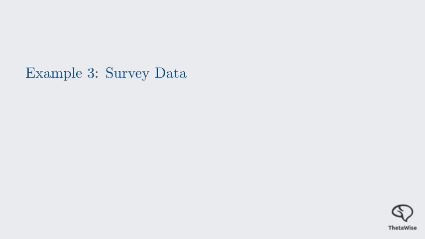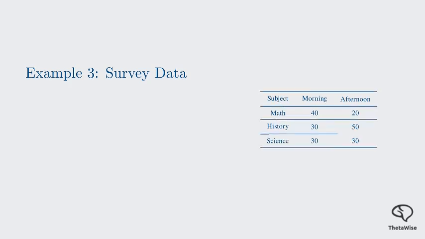Let's say a local high school has 200 students. We surveyed them about their favorite academic subject and whether they prefer morning or afternoon classes. Here's what we found. We have a table showing the number of students for each combination. For instance, 40 students like math and morning classes, and 30 students like history and morning classes. This table summarizes our sample space.